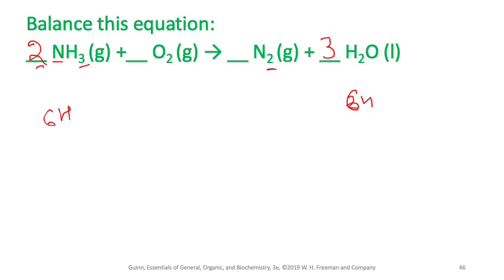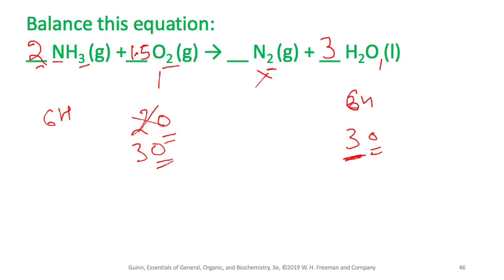Let's talk about oxygen. You have 2 oxygen atoms in there. How many oxygen atoms on the product side? There is none in nitrogen. You have 3 oxygen atoms in water. So now there is a problem. You have 2 oxygen and 3 oxygen. Is there any number I can multiply by 2 to get 3? Yes, if I multiply this number by 1.5, then 2 times 1.5 is 3, right? So now everything is balanced.